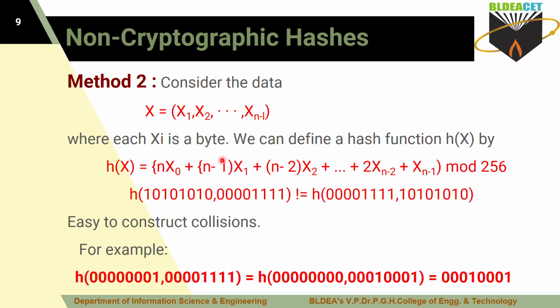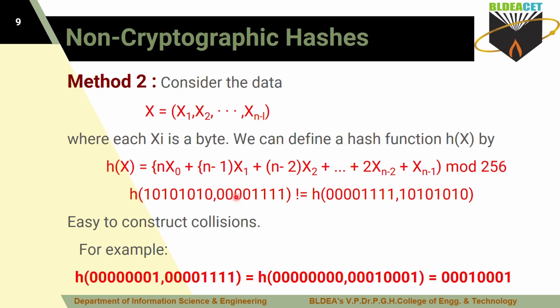After multiplication, you add those results. After adding, once again you perform the modulus 256 on that result, using this hash function. So what drawback did you have before? That drawback you can overcome here.